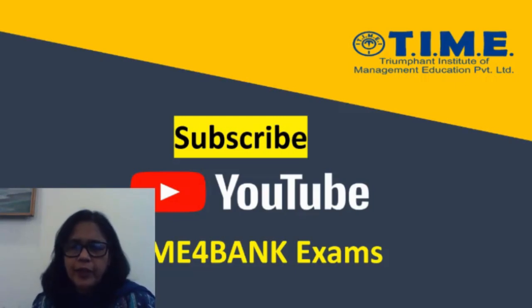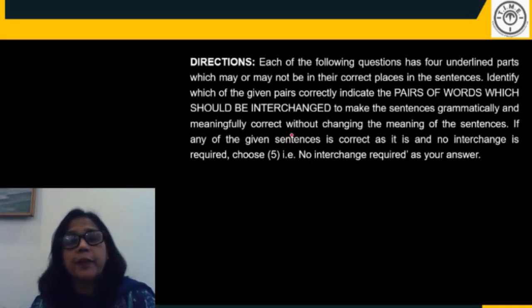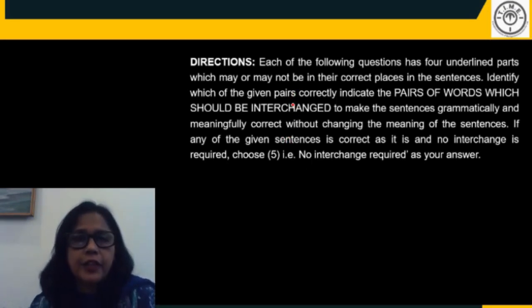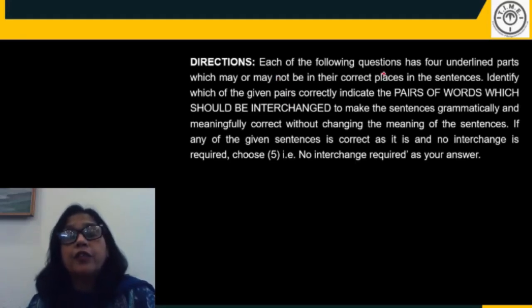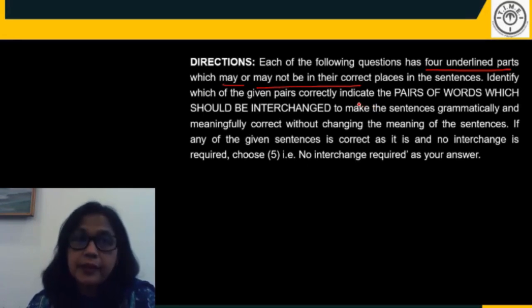Let's have a quick look at the directions that are given for such questions. It's important that you understand the directions carefully. Now, each of the following questions has 4 underlined parts which may or may not be in their correct places. So this means that in some of the sentences, the words could be in their correct places.